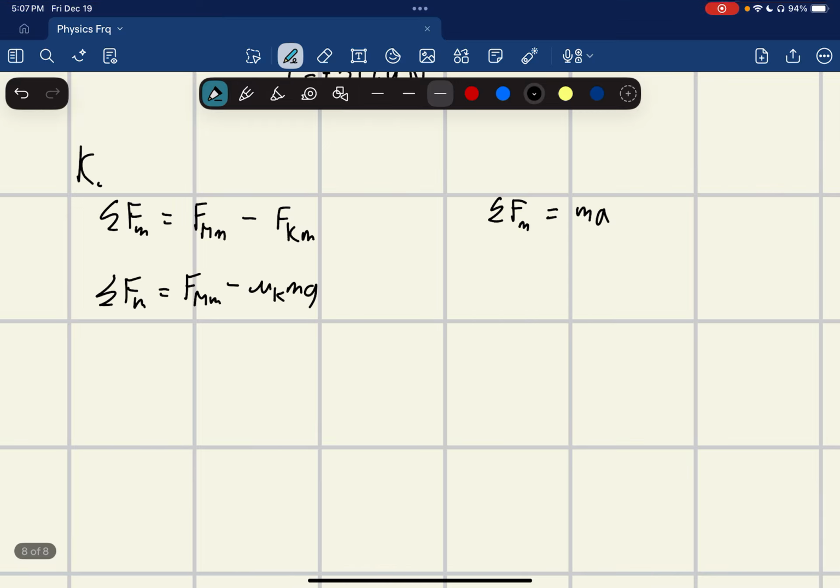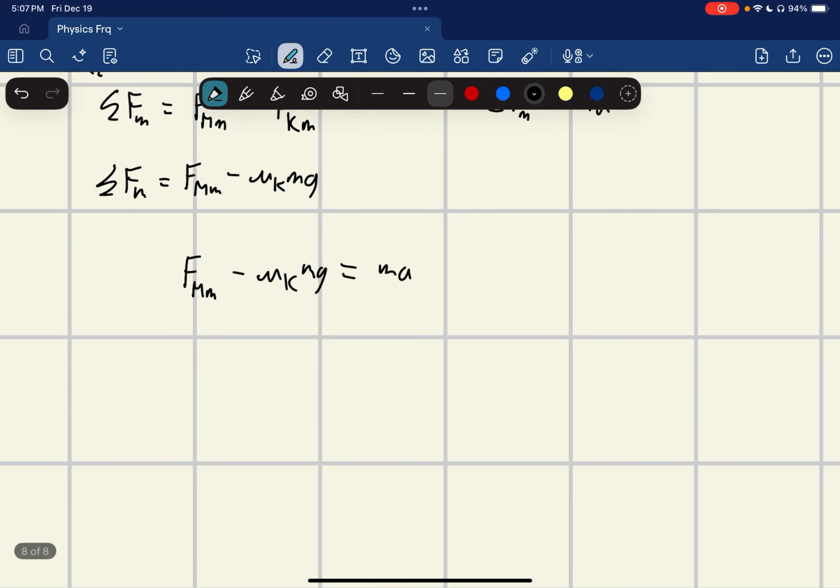And here we equate the two net forces equations together. So F contact minus mu k mg is equal to ma. And then to solve for the contact force, I would just add mu k mg to both sides. It would be F_Mm, or uppercase M, lowercase m, is equal to ma plus mu k mg.